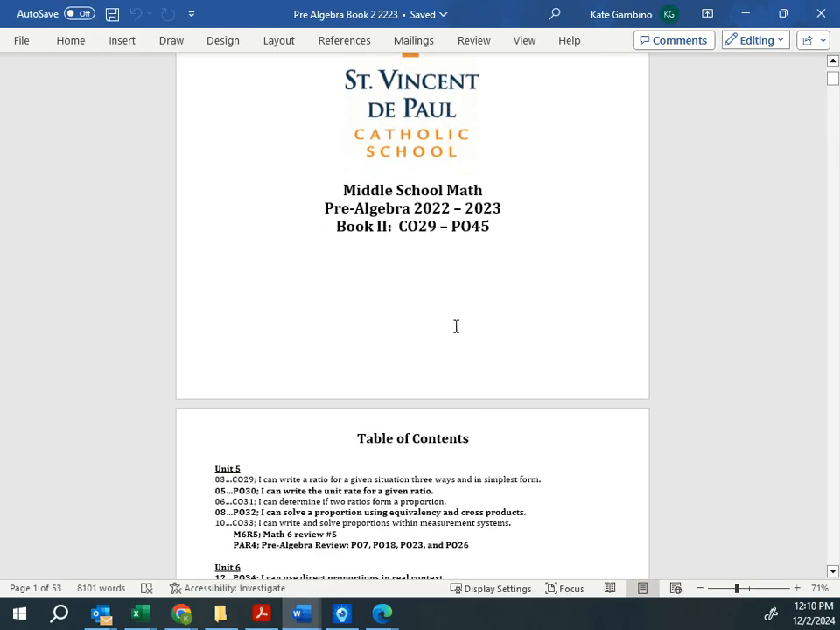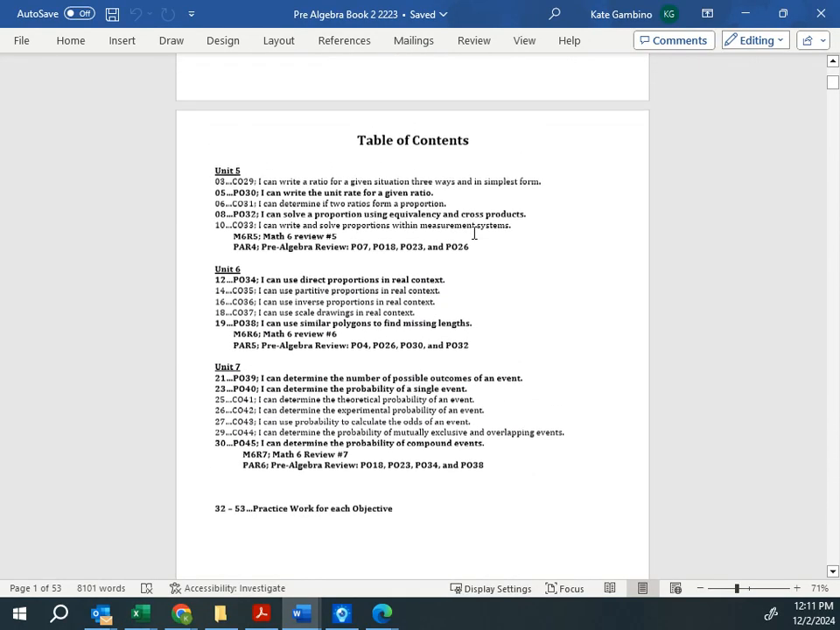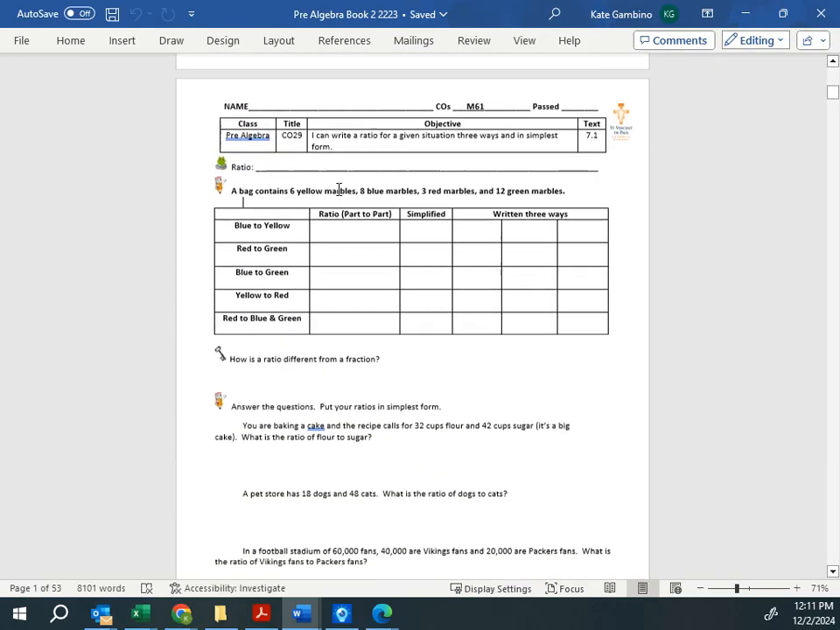We will be doing Co29 through Po45. This is our Try 2 binder. We will get a new one for Try 3. These are all the objectives we are working on in Try 2. We're starting with Unit 5. We're going to be working on ratios and proportions, so we're going to work on those together.